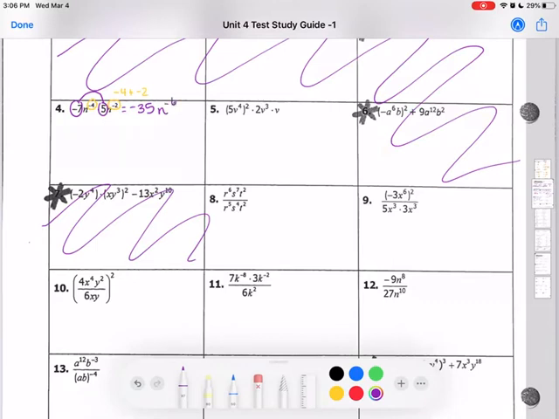Now, I cannot have a negative exponent in my final answer. So what I do is I move this to the bottom, whereas anything with a positive exponent, this is a negative number, but it doesn't have a negative exponent, so this will stay on top. So my final answer will be negative 35 over n to the 6th.